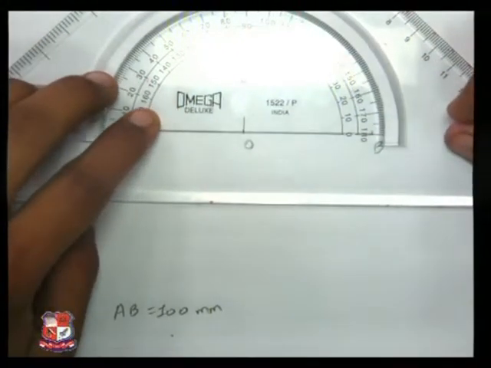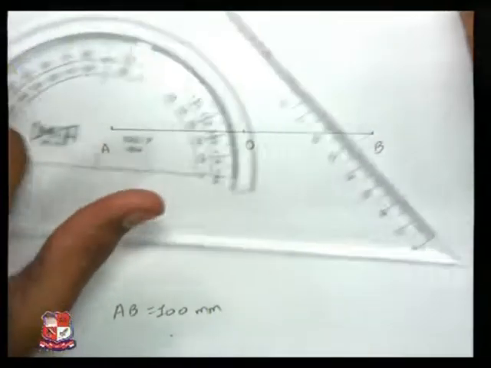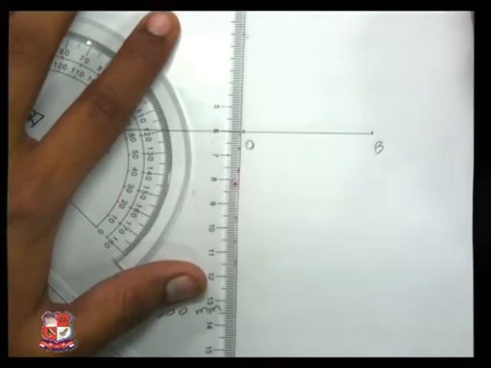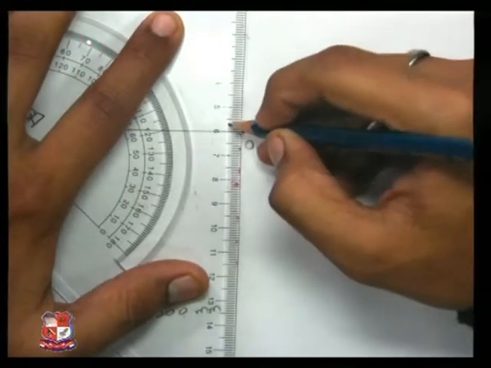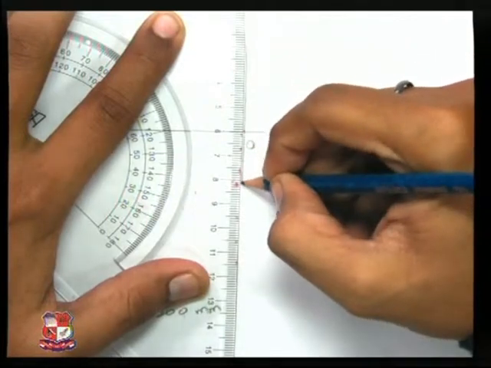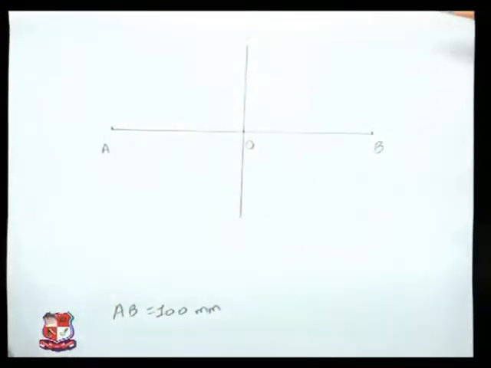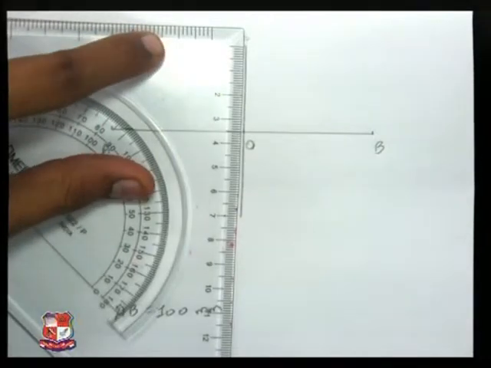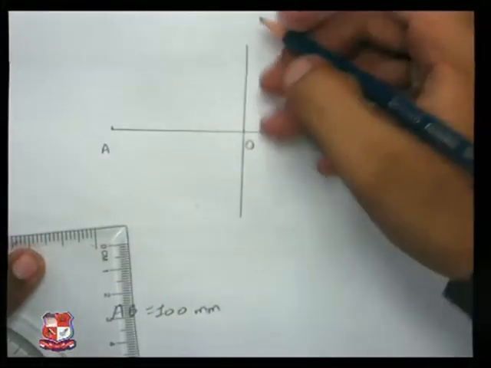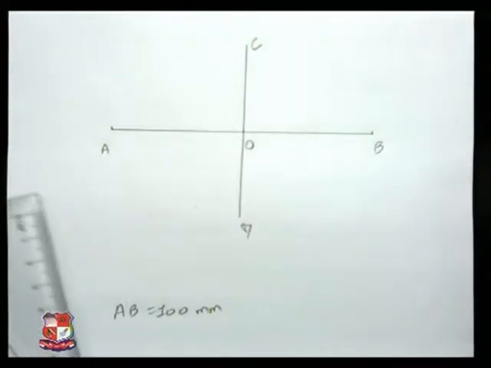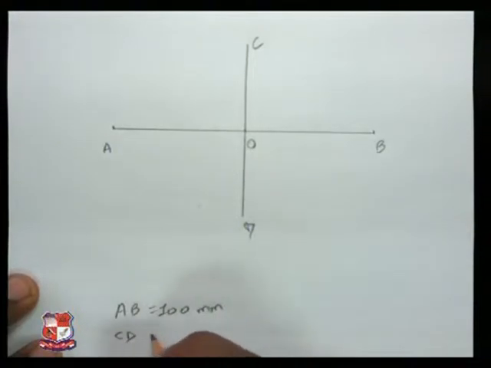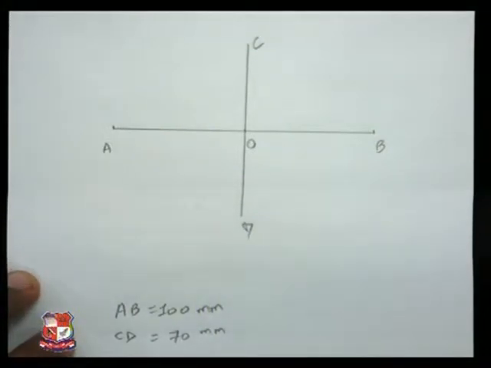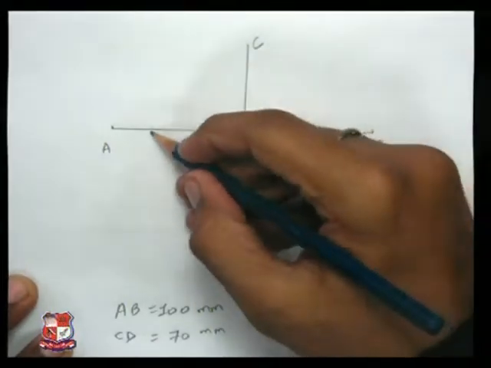Perpendicular to it, mark another point. This is how we can achieve our minor axis. If we are having 70 mm minor axis, that means 35 mm on each side. I have drawn the 70 mm minor axis. Mark it as CD. CD's length is 70 mm.